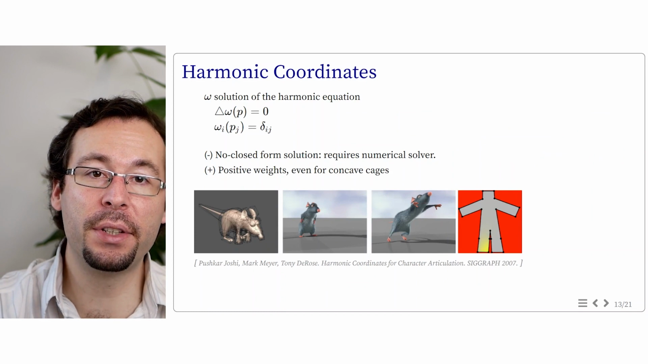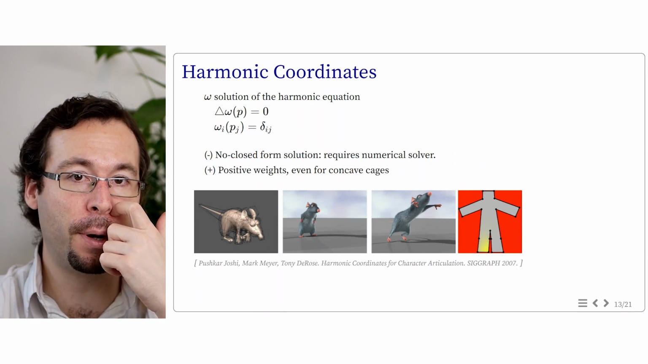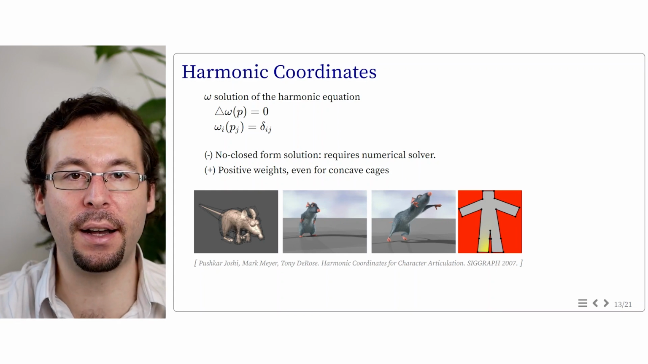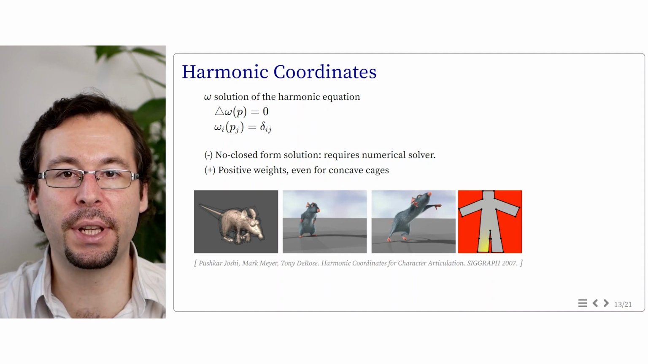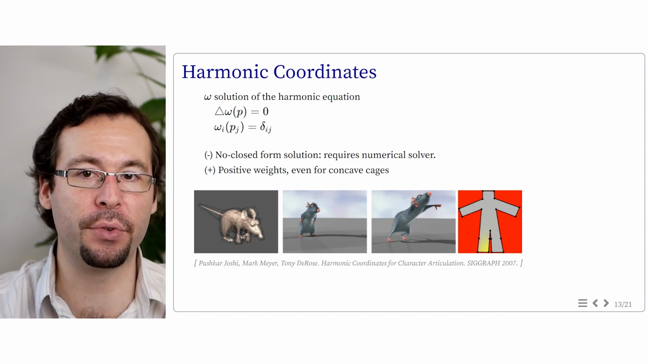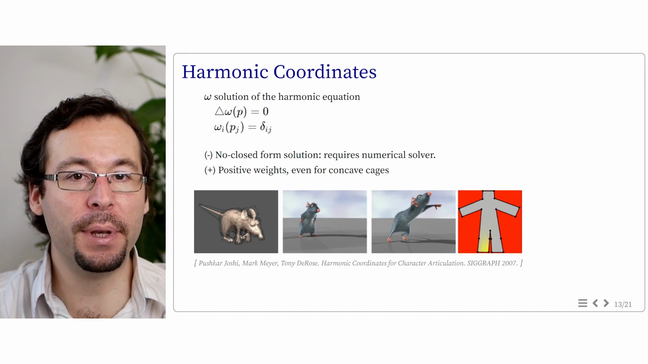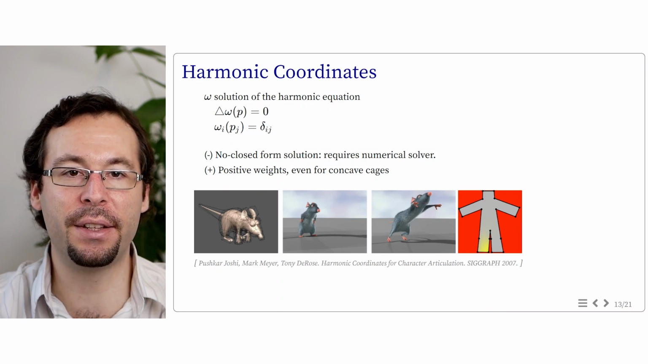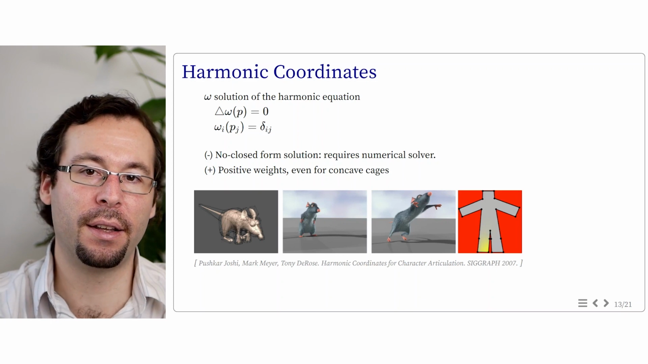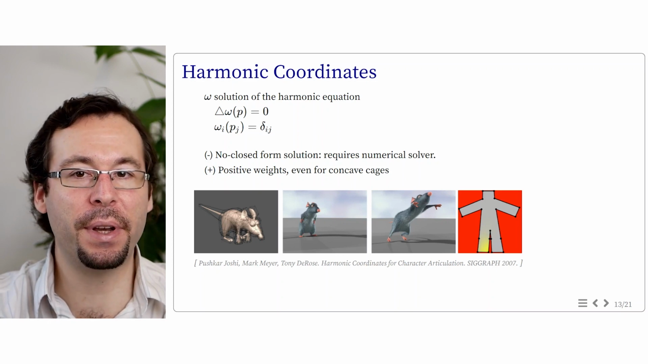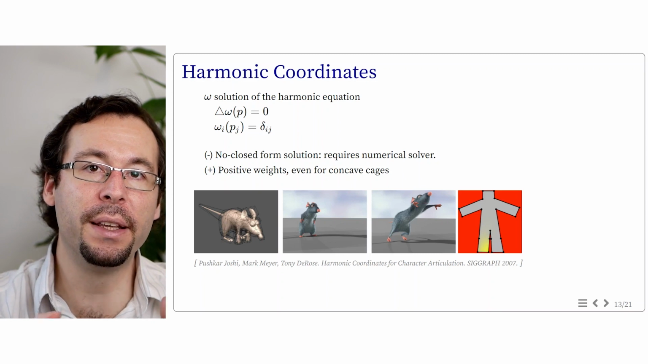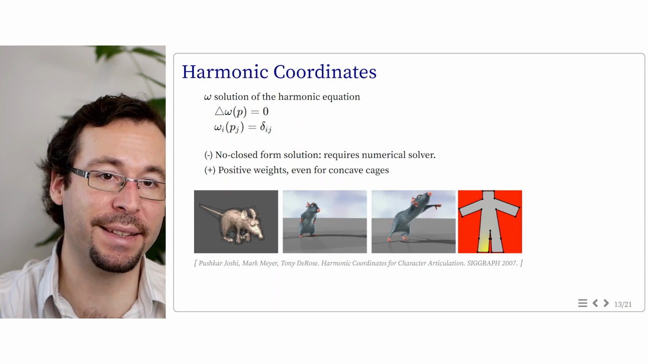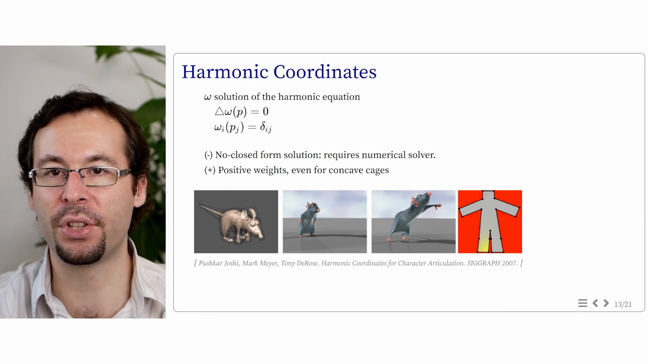Actually, mean value coordinates are not the only possible ones. There have been some other propositions, such as the use of harmonic coordinates in 2007 by a group at Pixar, notably to involve the deformation of the character when working on the movie Ratatouille. And in this case, the weight omega is computed from the harmonic equation with values only initialized on the vertices. The good part of these harmonic coordinates is that they are always positive, even for strongly concave cages. However, there is no closed form solution.